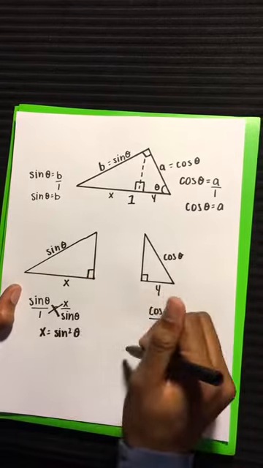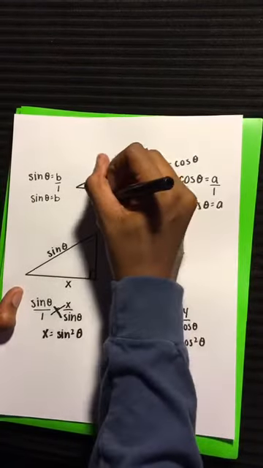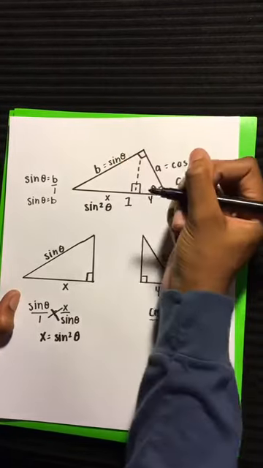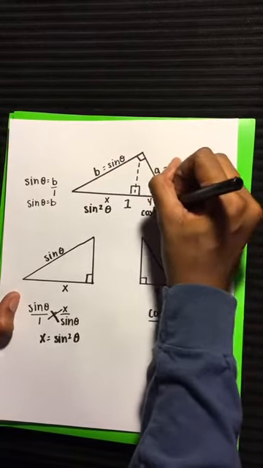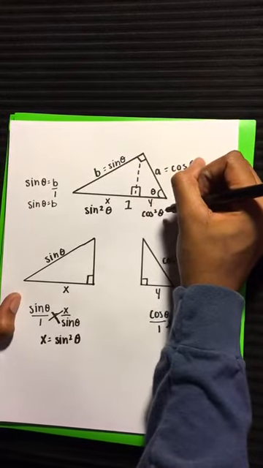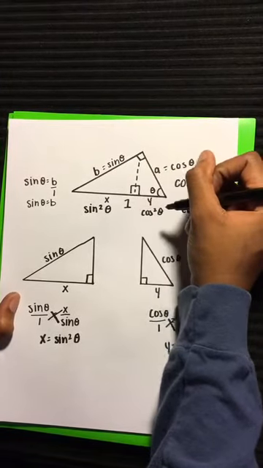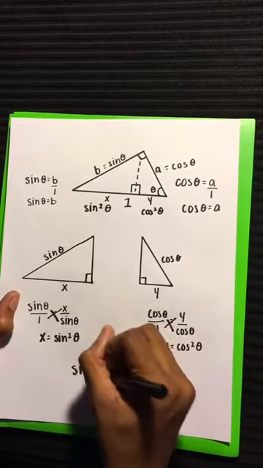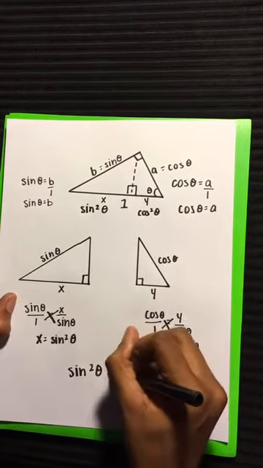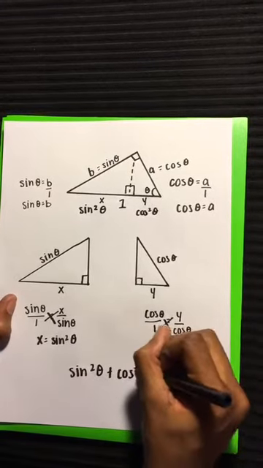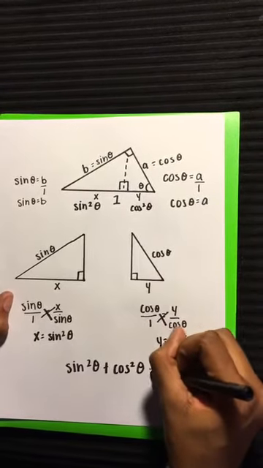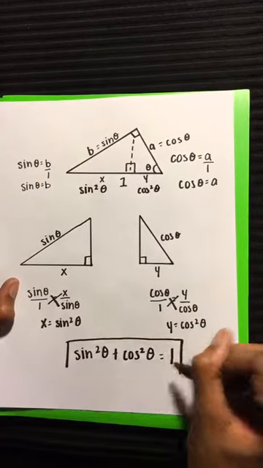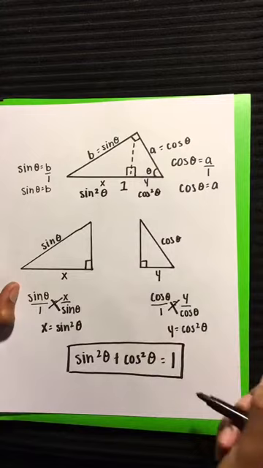Now that we know our X and Y values, you can plug them in back up here. So we know X equals sine squared theta and Y equals cosine squared theta. Since the original hypotenuse equals 1, it's true that sine squared theta plus cosine squared theta equals the hypotenuse, which is 1. And that's how you derive the Pythagorean identity using similar triangles.